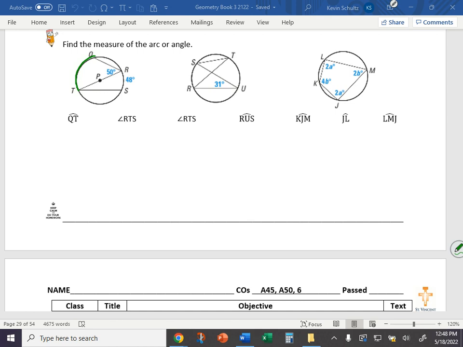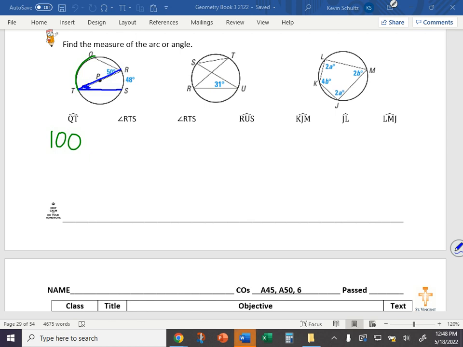What's the measure of arc QT, Joey? 100. The inscribed angle that creates it is 50, and so arc QT would be double that, making it 100. Okay. Arc RTS. So let's look at arc RTS since it's angle RTS. Angle RTS goes from point R to point T and over to S. We're looking for that angle measure right there.